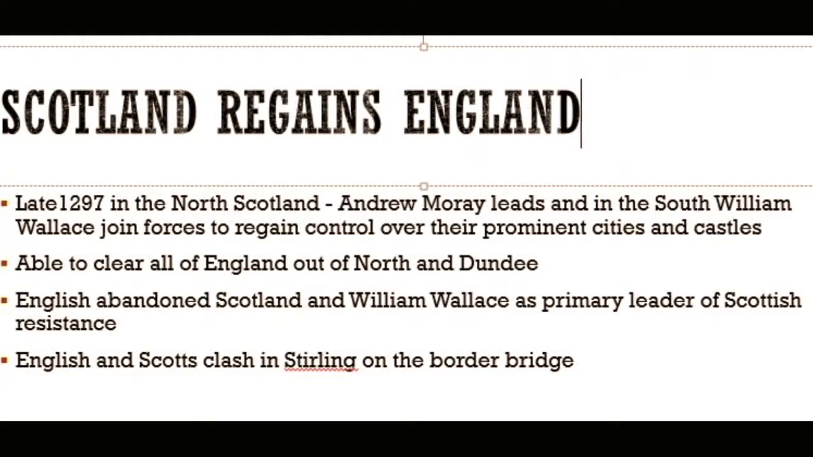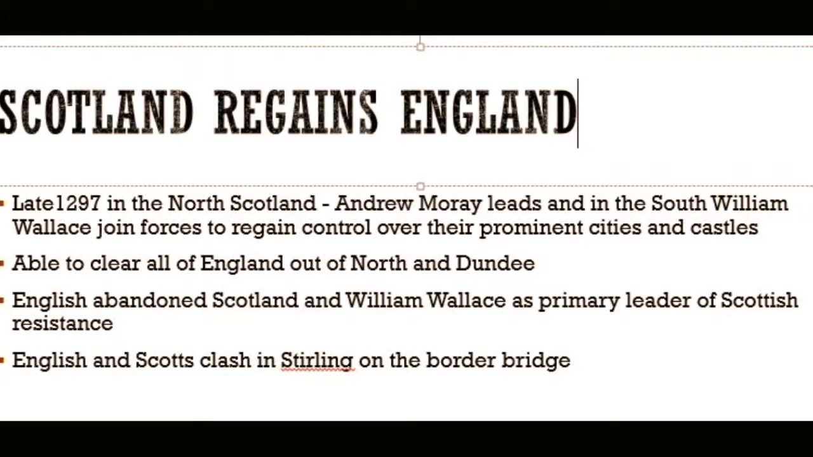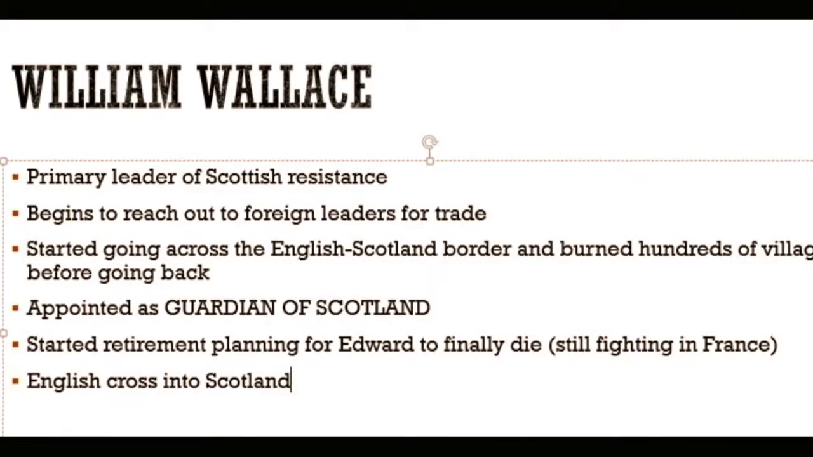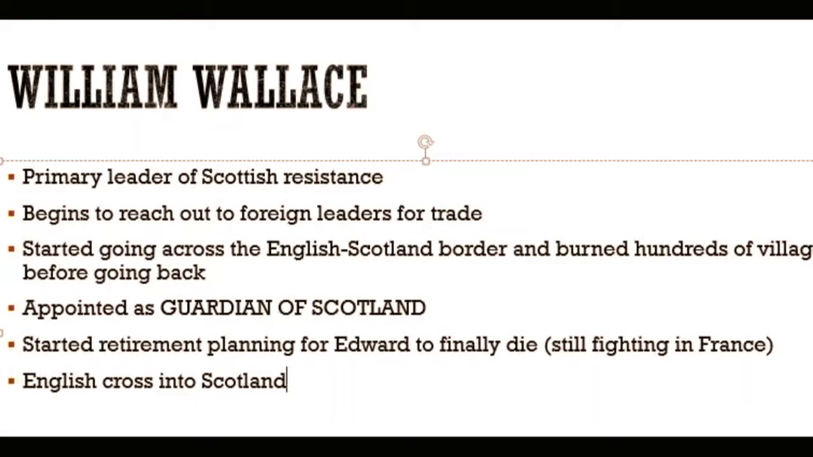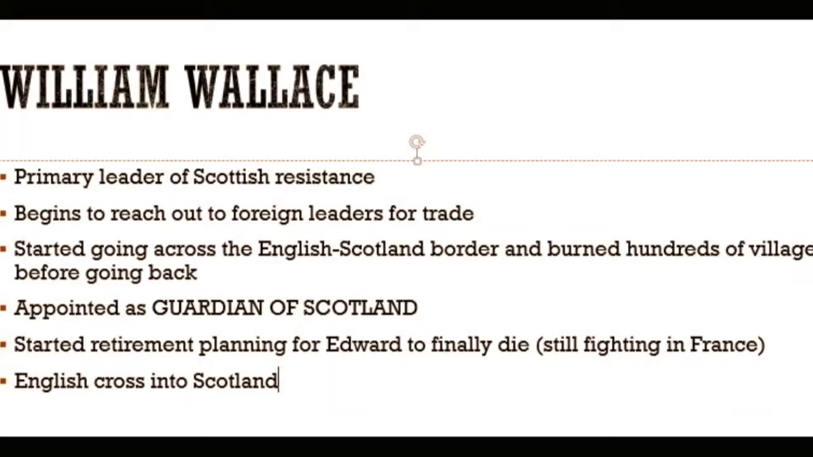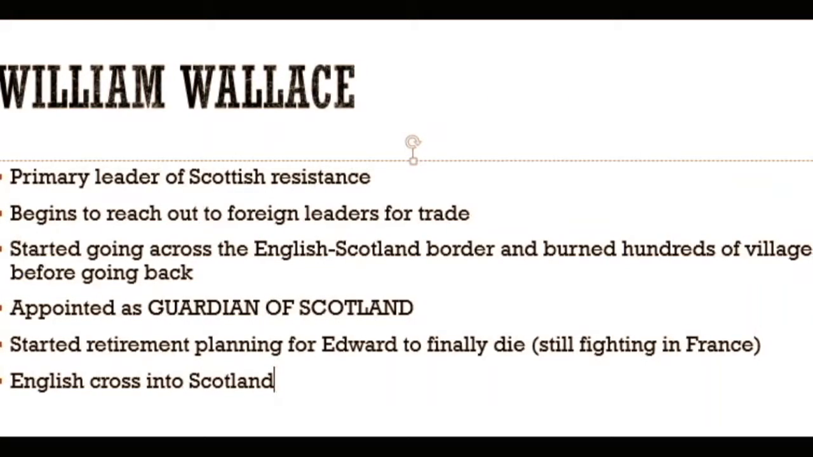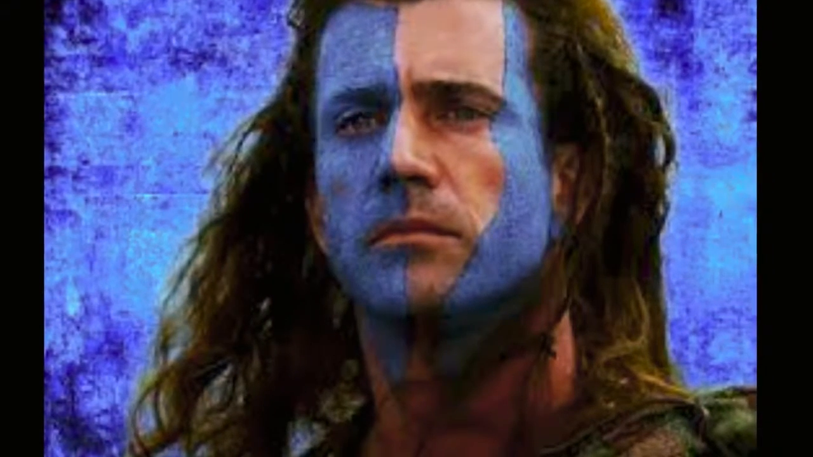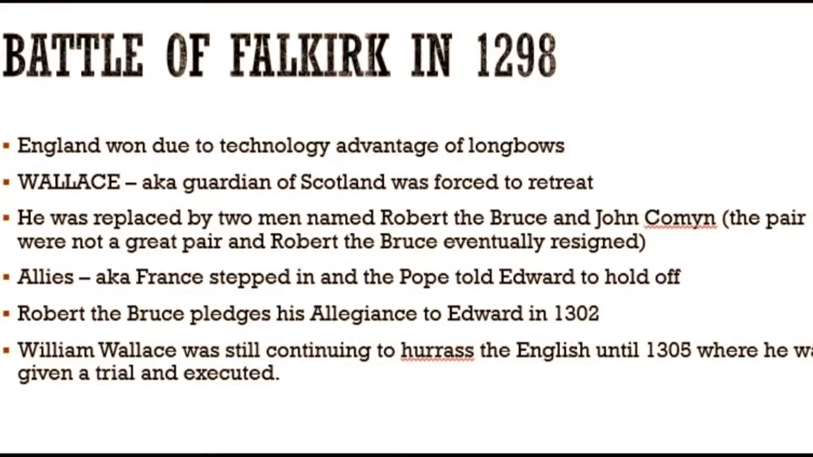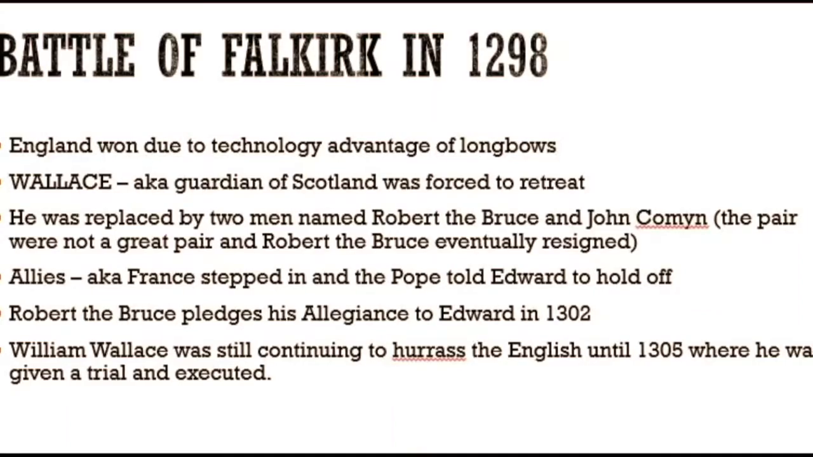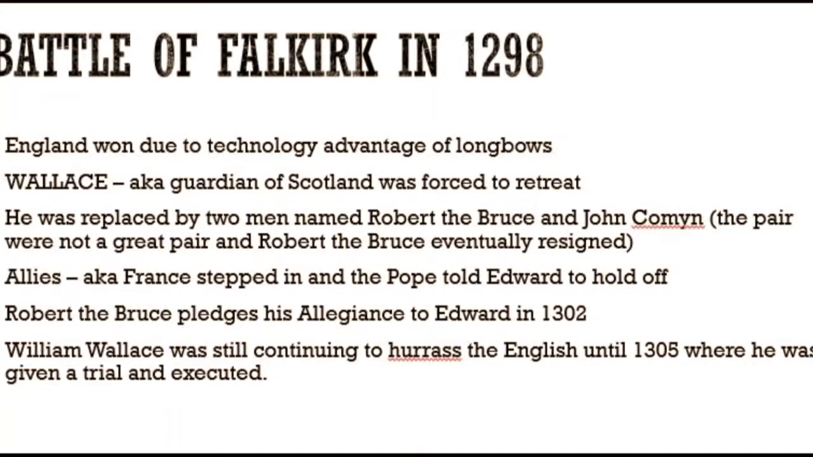Now Scotland regains ground from England in late 1297, as Andrew Murray leads in the north and joins forces with William Wallace to gain prominence over important cities. William Wallace was the primary leader of the Scottish resistance. He begins to reach out to foreign leaders for trade, and he's appointed as the Guardian of Scotland at this time. Here's William Wallace, and we all know him as this Braveheart character.